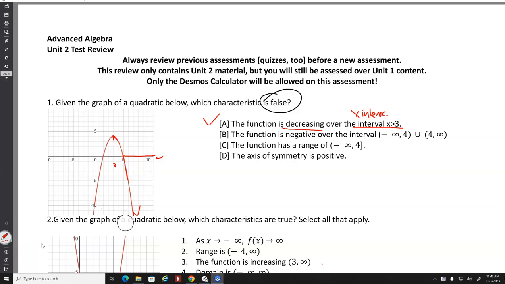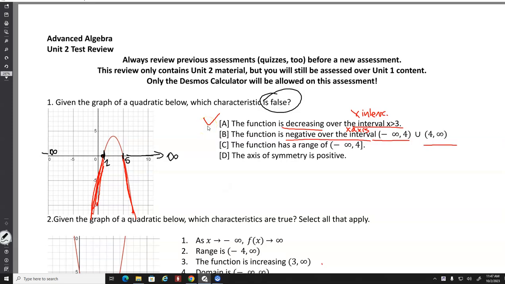The function is negative over the interval, again on the x-axis, between negative infinity and 1, and from 5 to infinity. Negative means negative numbers, below 0, so below the x-axis. So this piece right here and this piece right here represent our negative values of y. It comes from the negative side to this point, where it stops, which is 1. And it goes from this point, which is 5, toward the right, positive infinity. This is where our negative values are going to be.